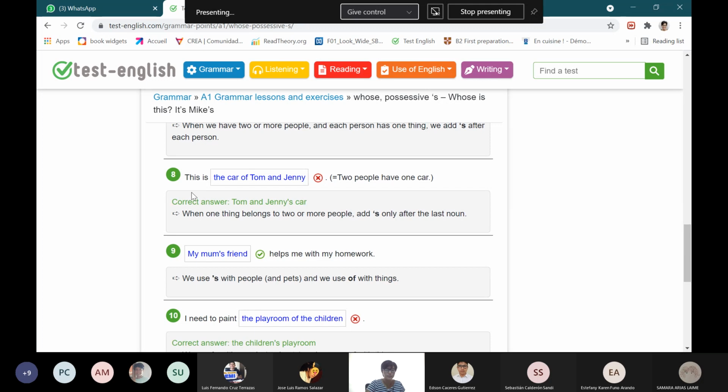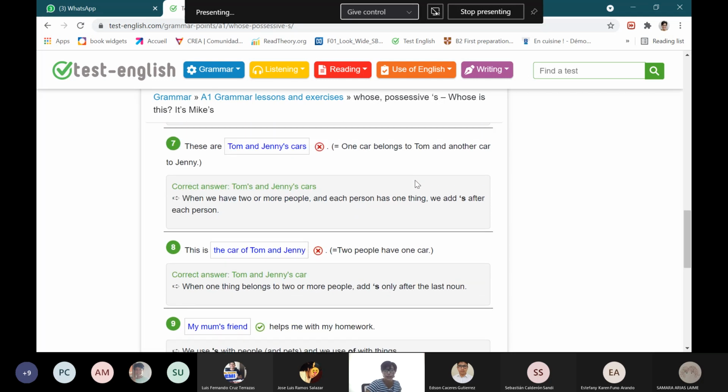And number 8, this is the car of Tom and Jenny? Well, not. Here we're gonna say Tom and Jenny's car. So what's the difference here? When one thing belongs to two or more people.